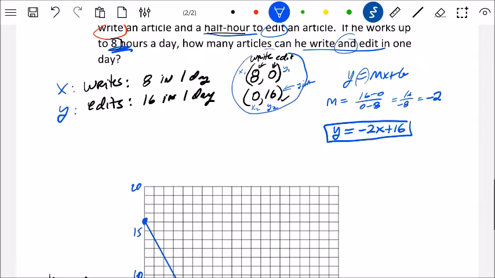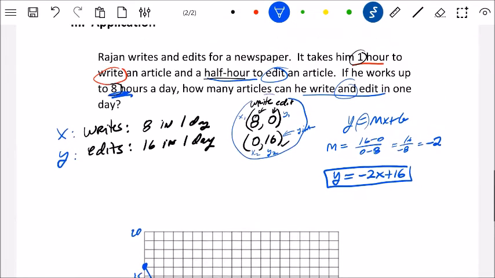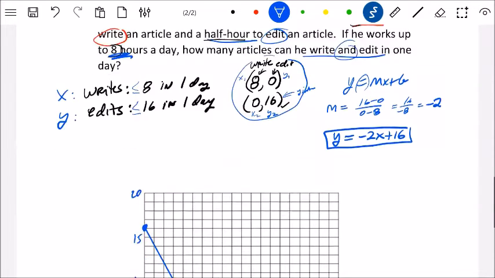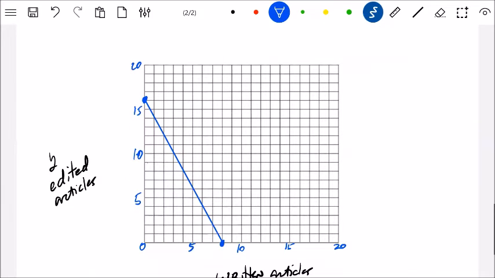But now what we need to figure out also is the greater thans and less thans. So right now, let's think a little more closely about this. The writing, you have to have less than or equal to that 8, less than or equal to that 16 for the editing. So over here, let's think about points. If we take a point somewhere here, let's just think about it as reasonable. Let's take 10 and 10.